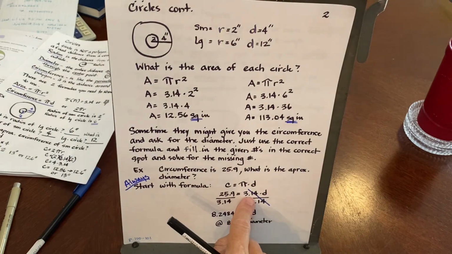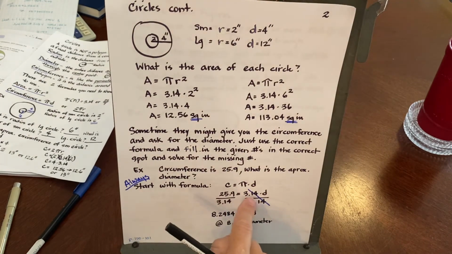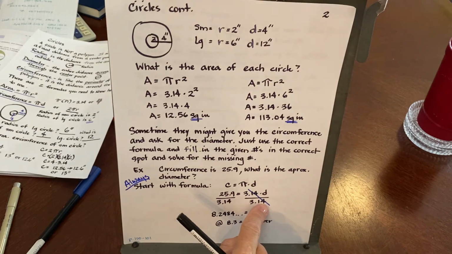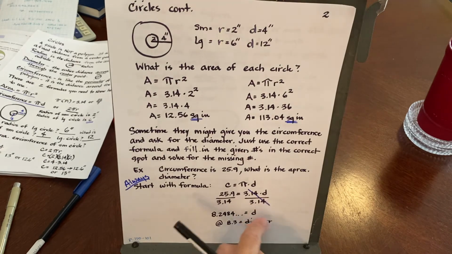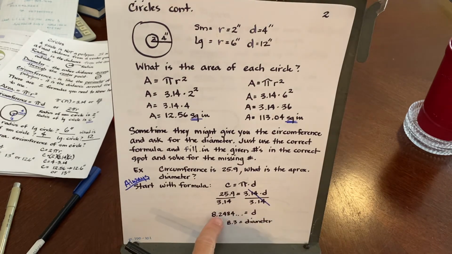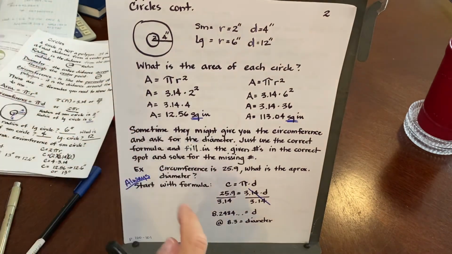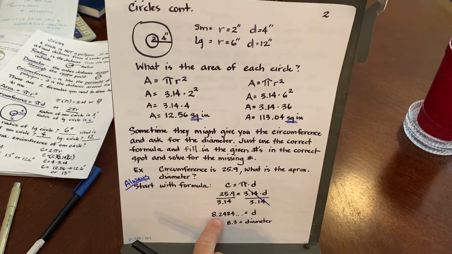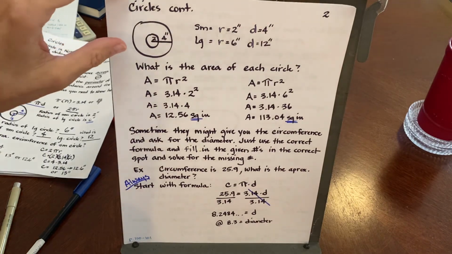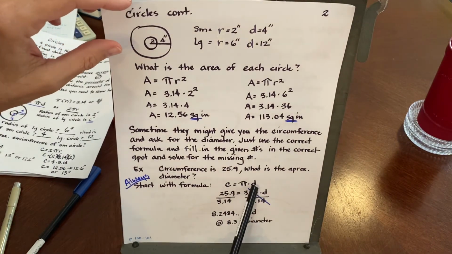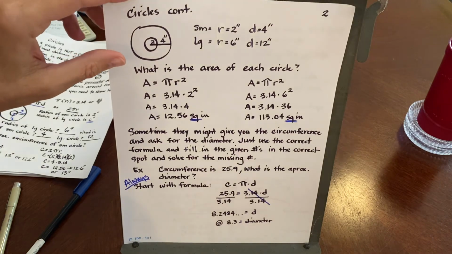I want to move 3.14 to the other side of the equation, so I am dividing both sides by 3.14, and that then gives me the 3.14 cancels, leaving just d on the right-hand side, and on the left-hand side, under the circumference, it just says 8.2484 equals d. So that's telling you that equals the diameter, and maybe it would be approximately 8.3 would be the diameter. So just don't forget what you know about how to undo, to do an inverse operation.